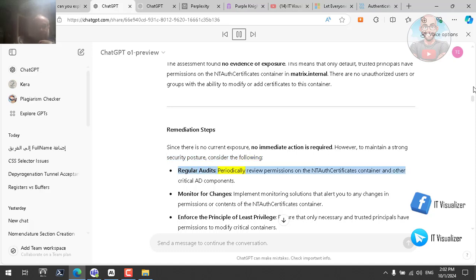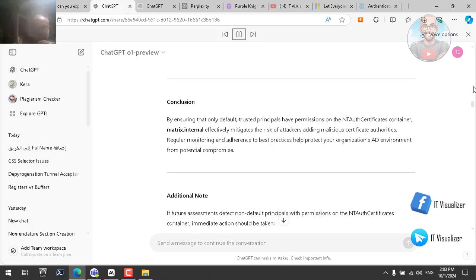Regular audits. Periodically review permissions on the NTAuthCertificates container and other critical AD components. Monitor for changes. Implement monitoring solutions that alert you to any changes in permissions or contents of the NTAuthCertificates container. Enforce the principle of least privilege. Ensure that only necessary and trusted principals have permissions to modify critical containers. Employee training. Educate IT staff about the importance of maintaining strict permissions on sensitive AD containers.